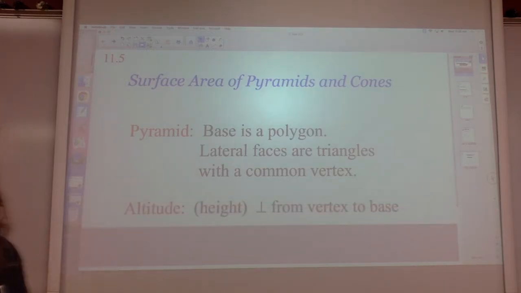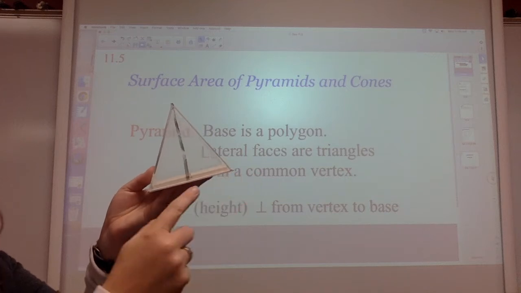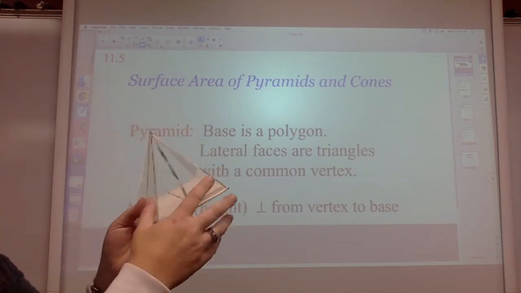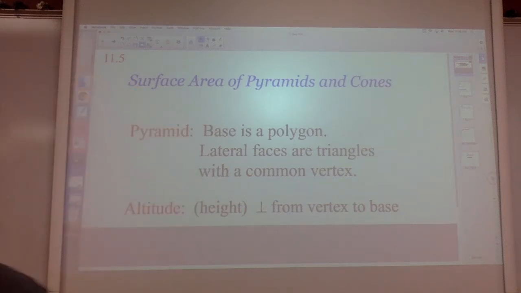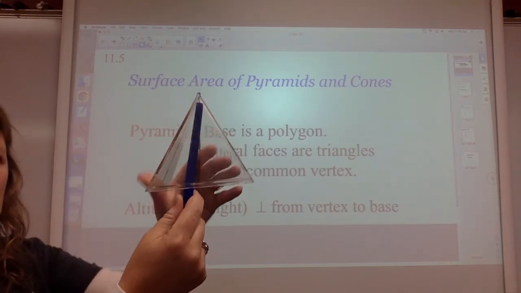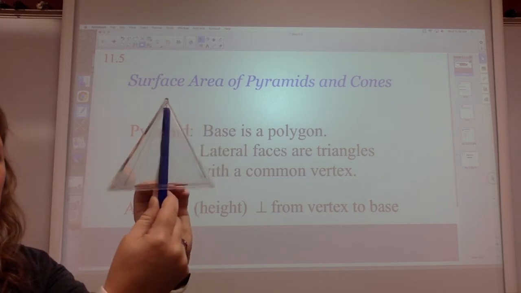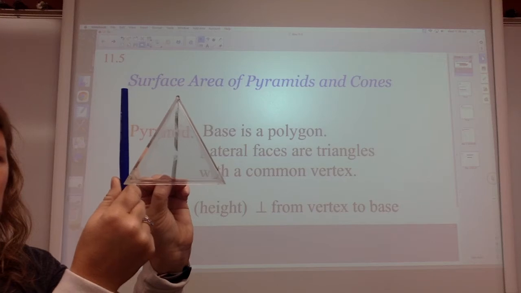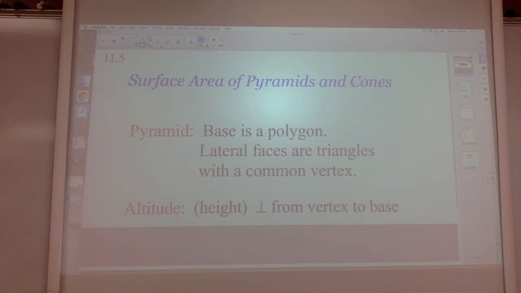Altitude is the height from the vertex to the base, but it has to be perpendicular. If I take a look at this pyramid, the height is not measured along the side of it like this. It's just a matter of how tall it is from top to bottom, measured on a perpendicular. So if I could, I'd go straight up through the middle and say, how tall is that? You want to make it perpendicular, though. Or you can measure it out here, but it's got to be perpendicular. You cannot slant it. So that is the height, or in other words, the altitude of a pyramid.